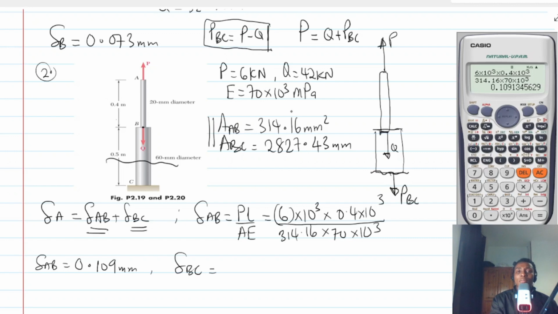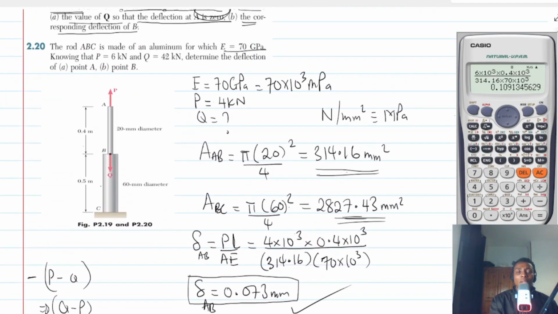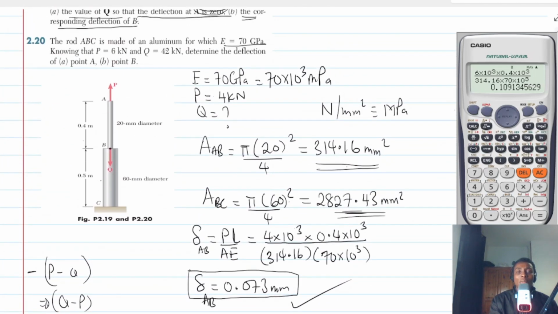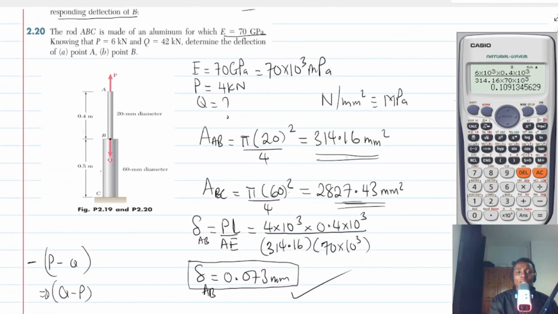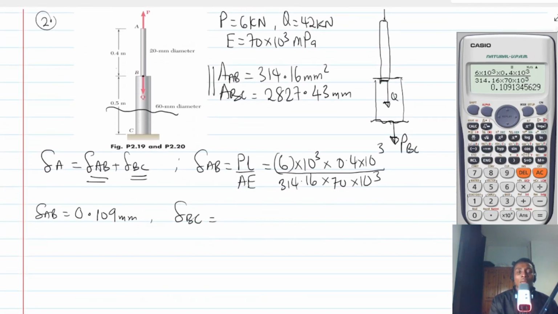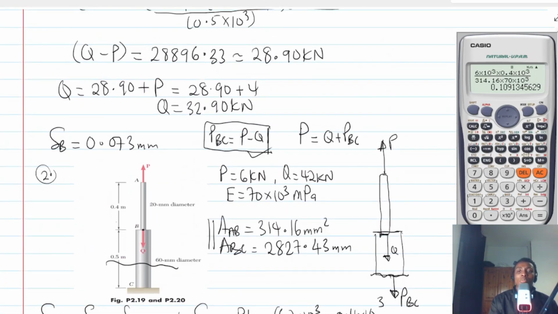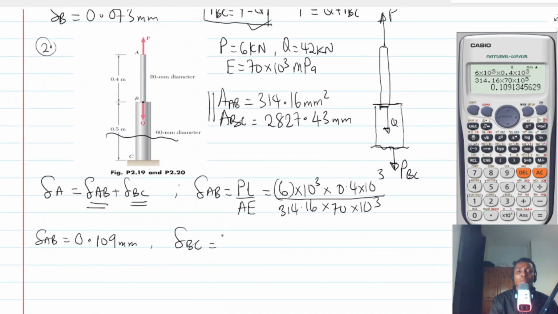So for this one, PBC is P minus Q. All right. Don't be confused by this when you realize that in the first one we did it Q minus P. Don't be confused about this. Because with the first one, the deflection at A was 0. So what this is telling us is that if we want PBC, it is going to be P minus Q. So therefore, it's going to be 6 minus 42.